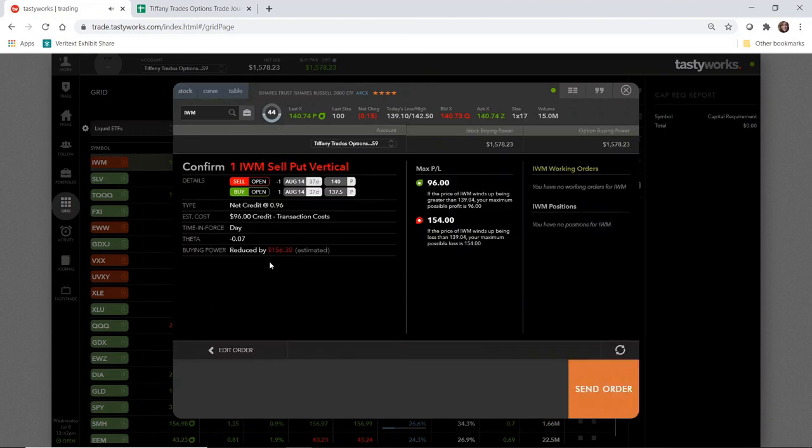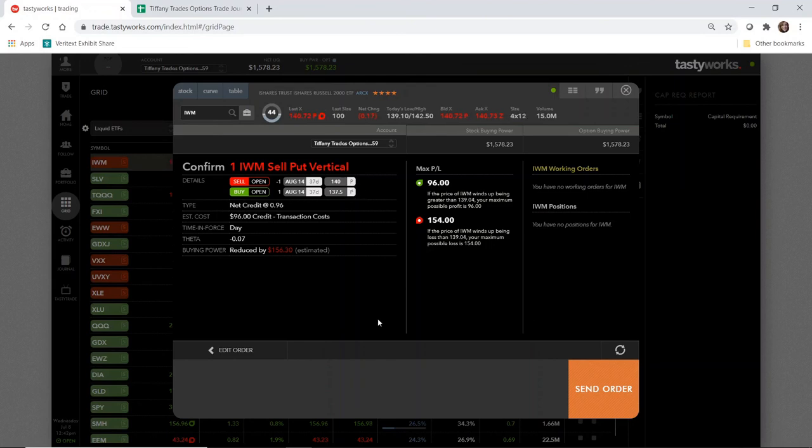If we review this trade, the buying power will be reduced by 156.30. The max profit that we can collect if we hold through expiration is $96, and the max loss would be 154. Effectively, that's 250 minus 96, and then you get your potential max loss as 154. IWM is trading around 140 today, so I'm opening up the short side pretty close to at the money.